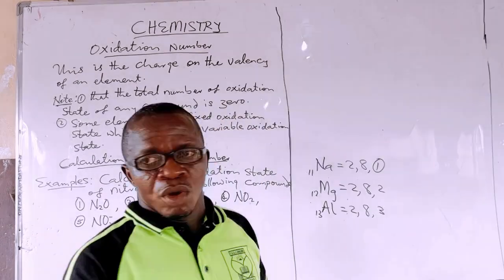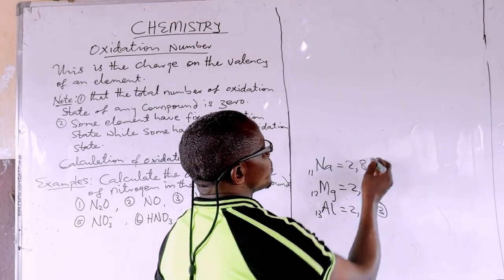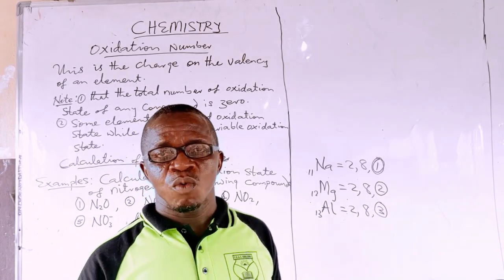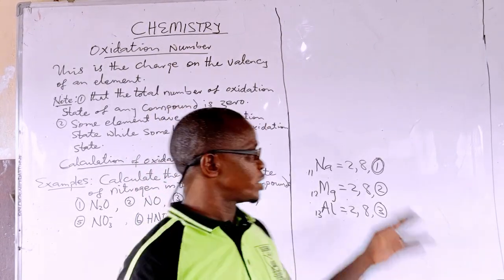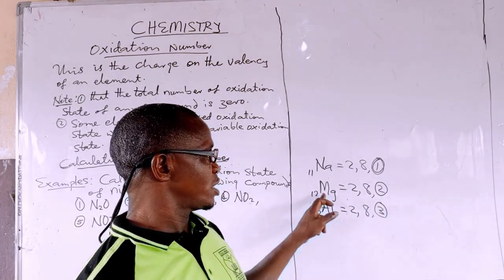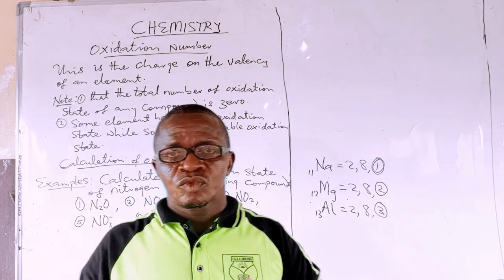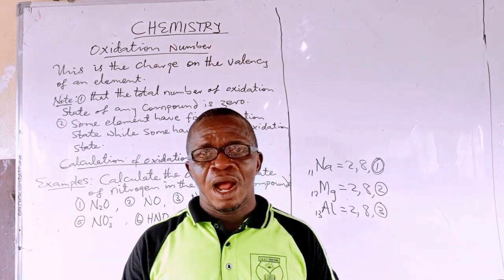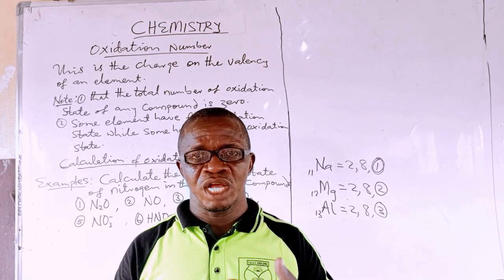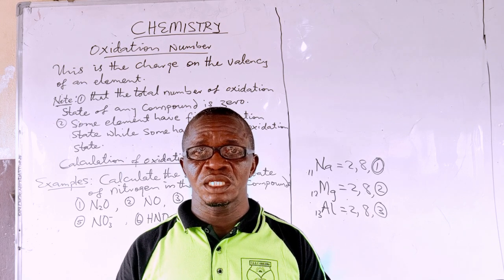So these are the valency of these three elements. When you have 1 on the outer shell, like in this case, 2 on the outer shell, like in this case, 3 on the outer shell, like in this case, those elements are metals, and their number of electrons on the outer shell are their valency. They can give out easily.